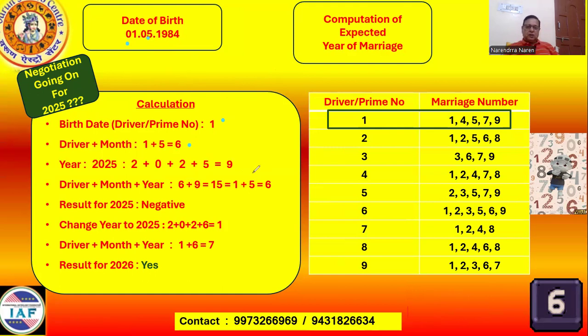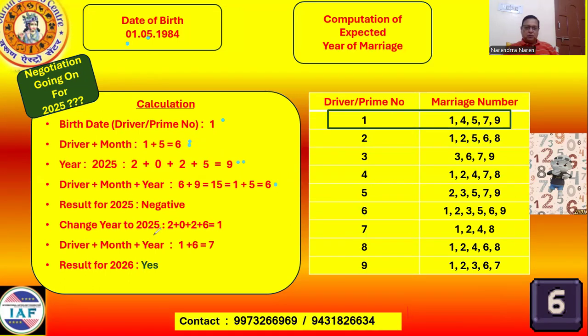So let us see what happened in 2025, whether it will happen, because negotiation is going on. In 2025, when we add together, we are getting 9 from 2025. When we add this number and this number, we are getting 6. And against the 1, this 6 is not available. That's why I doubt whether it will happen in 2025.